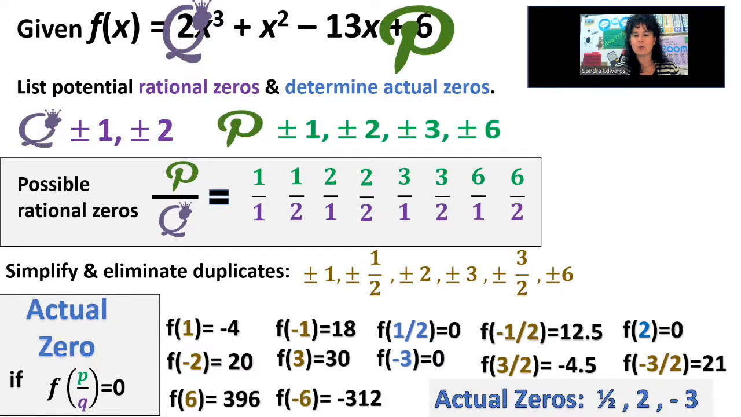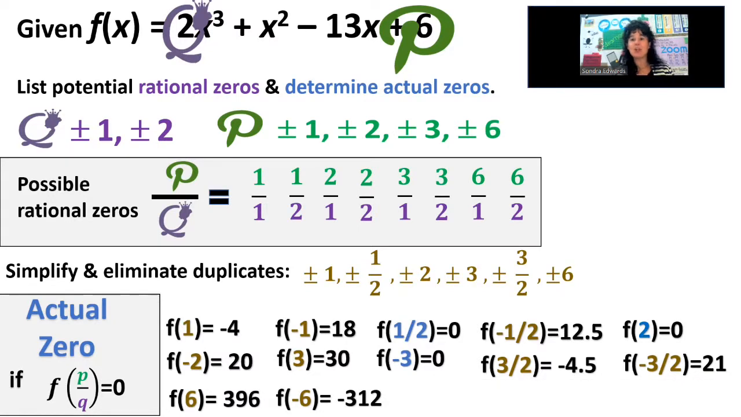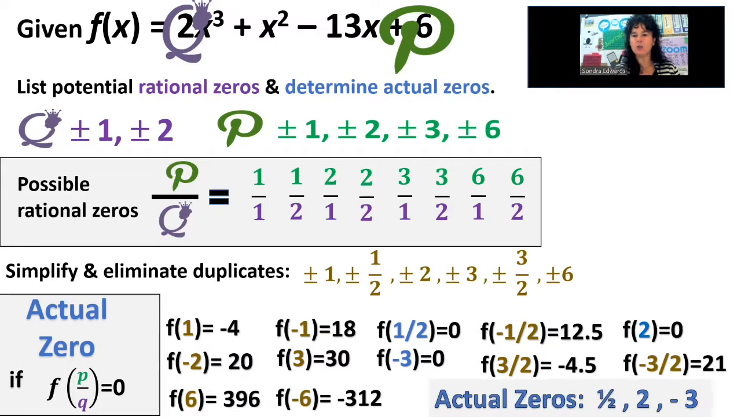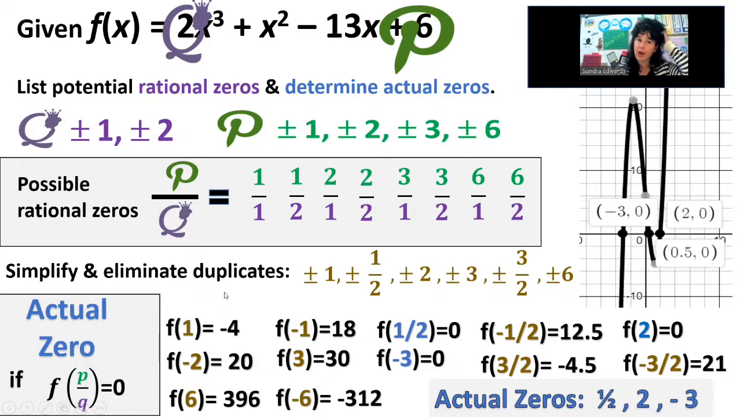I substituted the rest of them just in case maybe you paused and substituted to try to figure it out on your own. Okay, so we have our actual zeros now. Remember, these are only the rational ones. We could graph the function even with this information because we have our x-intercepts at 1/2, 2, and -3. There's one of each, so the multiplicity is 1.